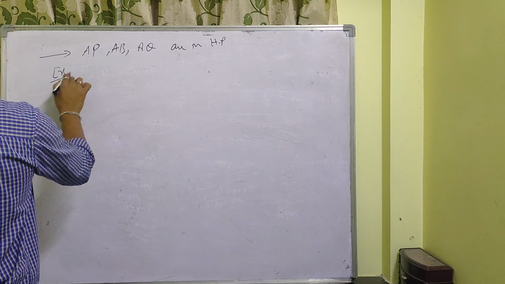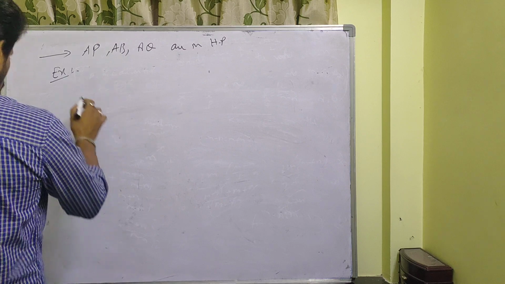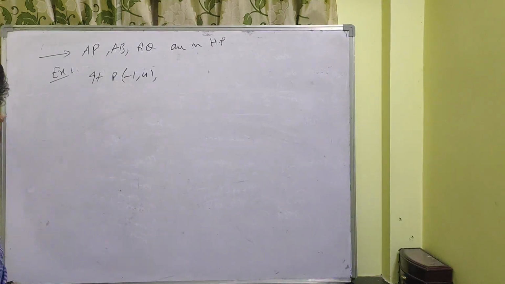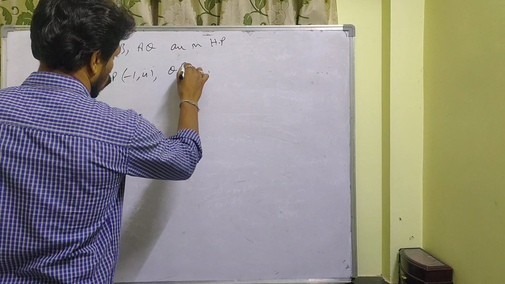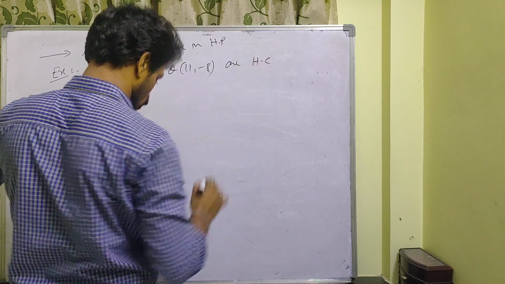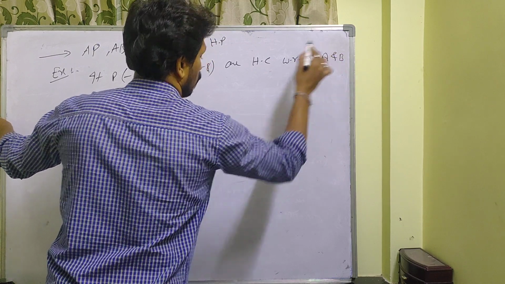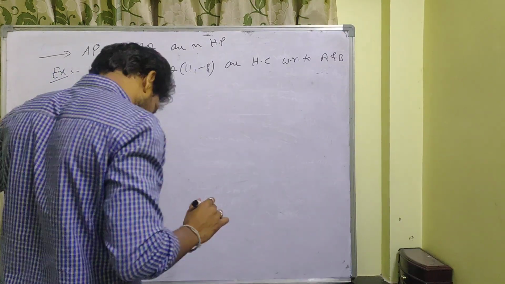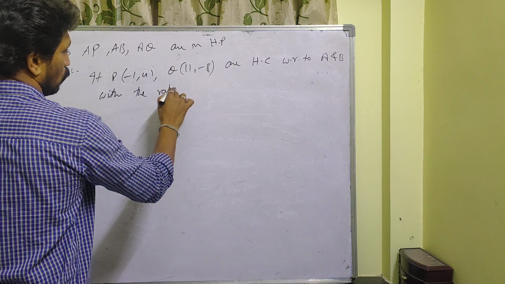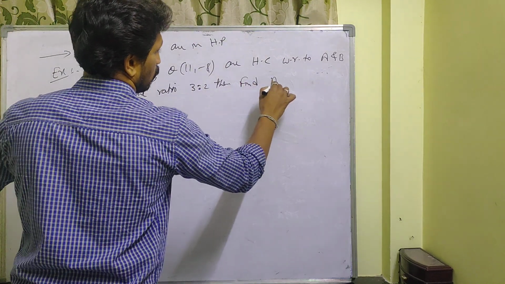Okay, now you take one example. If P minus 1 comma 4, Q 11 comma minus 8 are harmonic conjugates with respect to A and B with the ratio 3:2, then find A comma B.